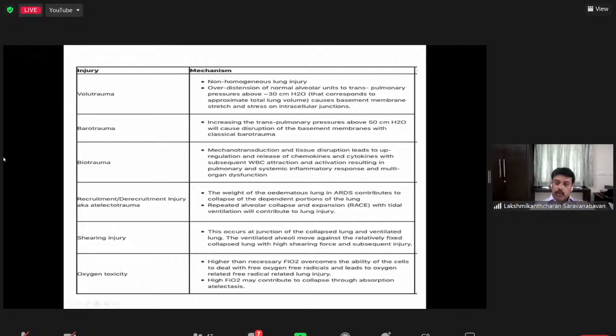Next is a shearing injury between a collapsed lung and the lung that is participating in ventilation. Then there is oxygen toxicity. As we all know, if you give a high level of oxygen for a long period of time, it can cause injury to the cells because of the free radicals that are generated. So all these things are the ventilator-induced lung injury that can happen when you mechanically ventilate this patient. For our primary goal of maintaining oxygenation, we should not cause further harm to the patient. So maintaining oxygenation by avoiding all this ventilator-induced lung injury will be our prime aim in this ventilation.